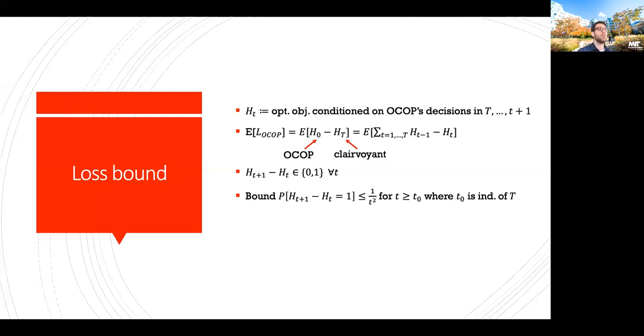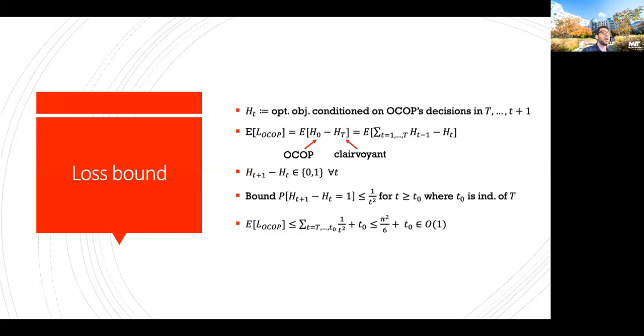Specifically, what we will show is that there exists a T0 that is independent of the time horizon, such that the probability of the difference being 1 is bounded by 1 over t squared for t greater equal T0. As a consequence, we can then bound the expected loss of the algorithm as the sum of 1 over t squared plus T0. And of course, this is a constant since T0 is independent of the time horizon, and the sum of 1 over t squared is at most pi squared over 6.